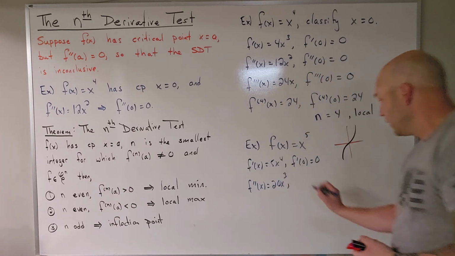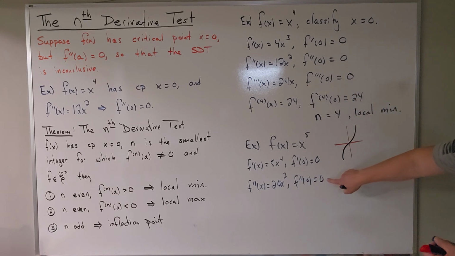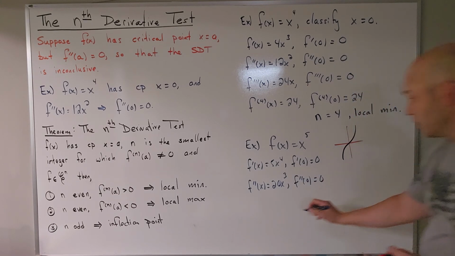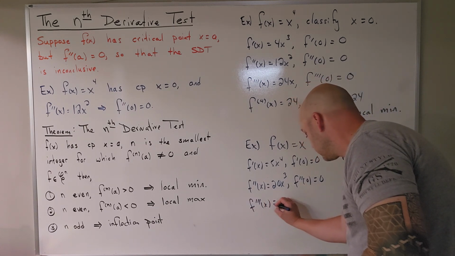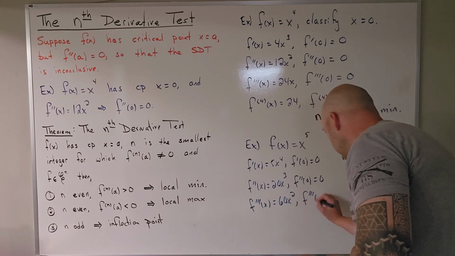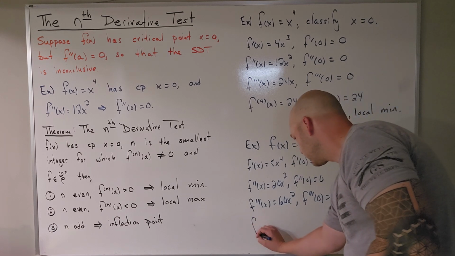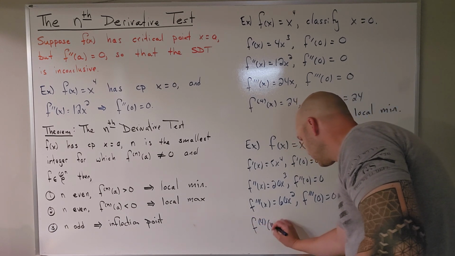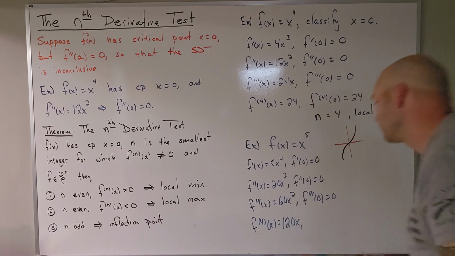Second derivative, 0. So again, second derivative test is inconclusive. Third derivative, 0. Fourth derivative, 0.